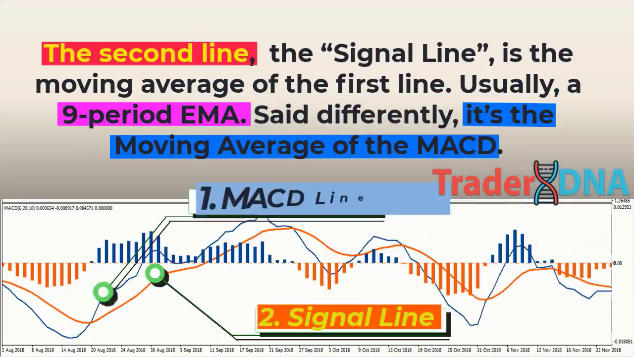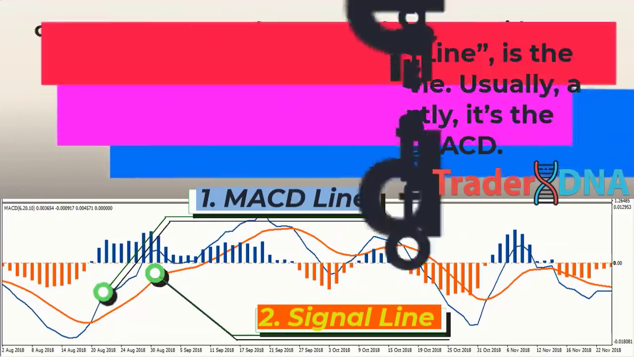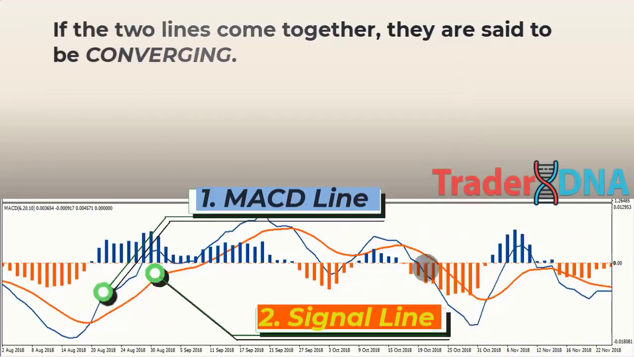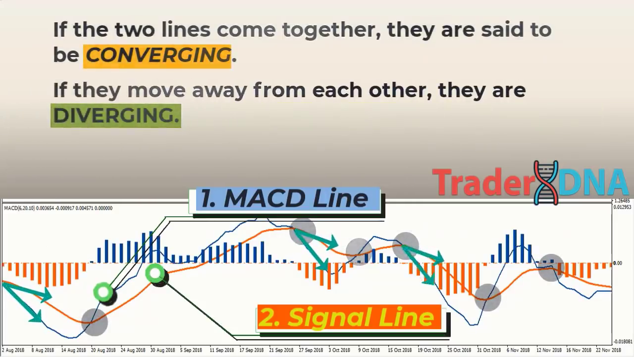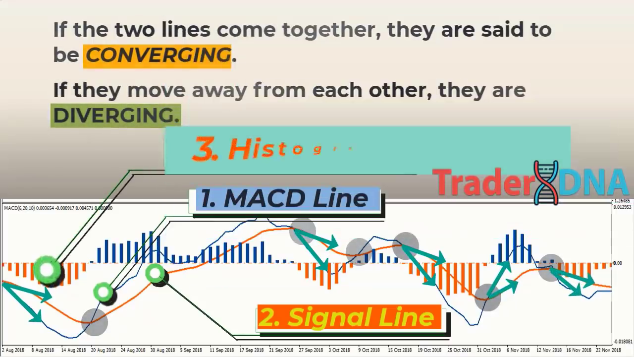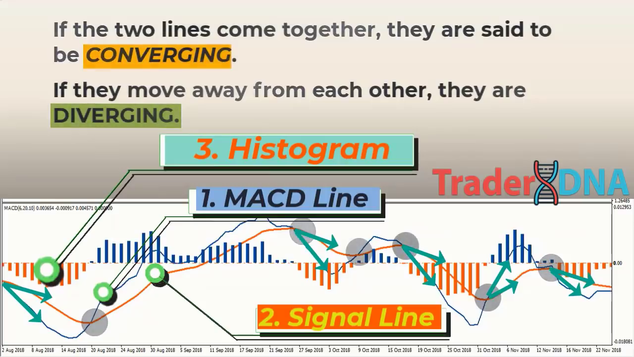This means that the MACD line is considered the faster line, while the signal line is considered the slower line. If the two lines come together, they are said to be converging. And if they move away from each other, they are diverging. The difference between the two lines is represented on the histogram. If the MACD histogram is plotted above the zero line, this signals an uptrend. If the MACD histogram is plotted below the zero line, this signals a downtrend.